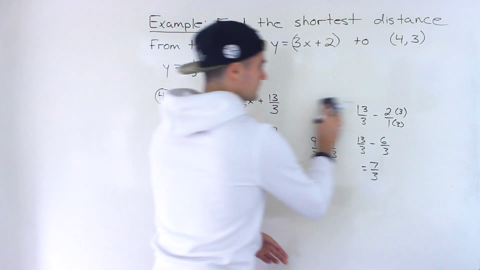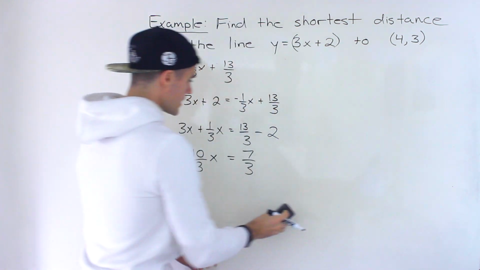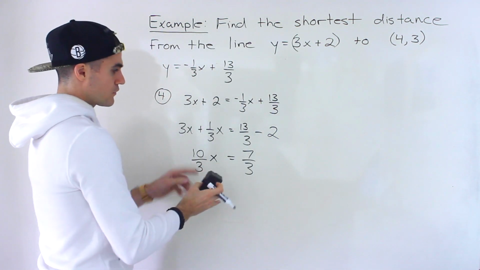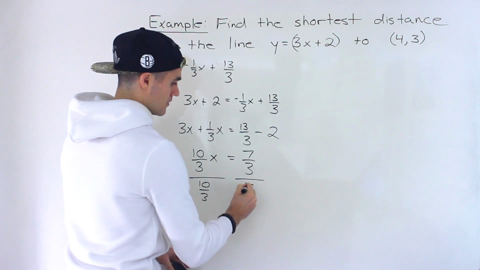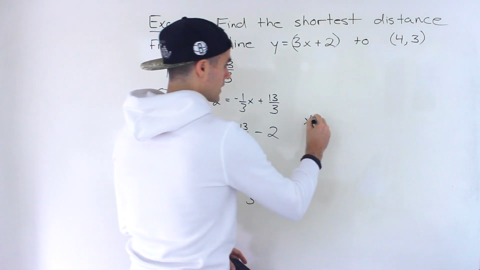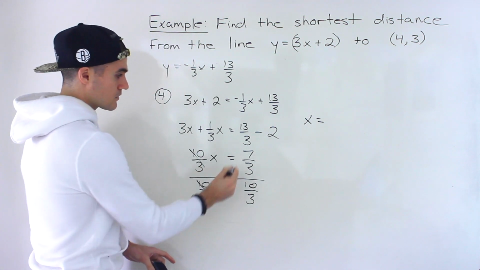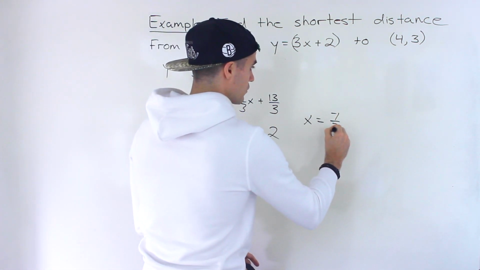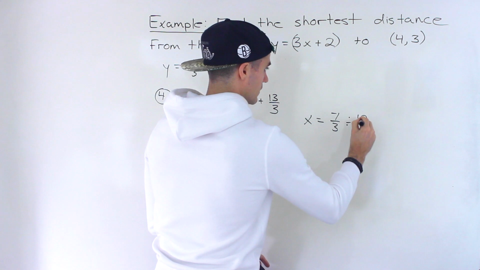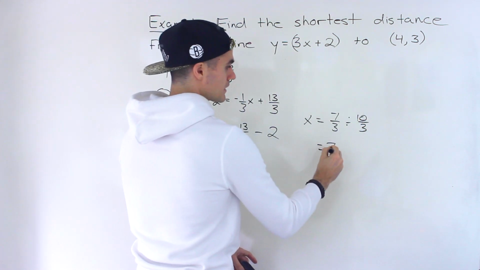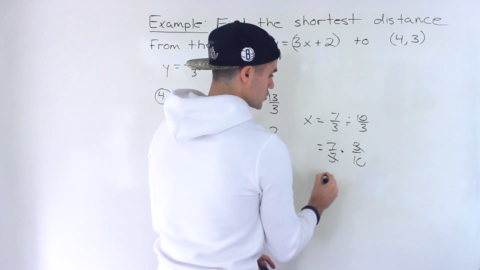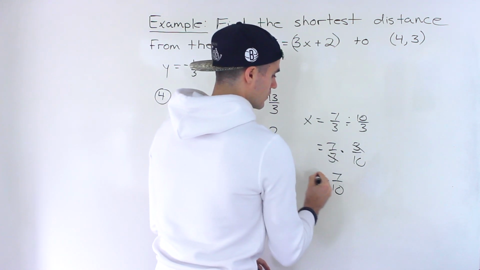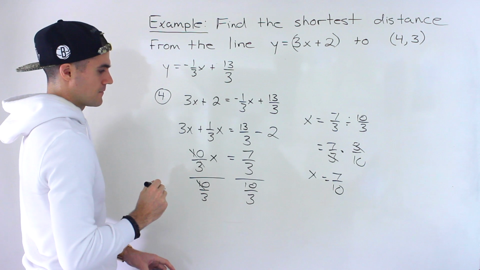Now from this point, there are multiple ways to solve for this x value. We could just divide both sides by 10 over 3. Right? So x would end up equaling, these would cancel out, 7 over 3 divided by 10 over 3, which would be like 7 over 3 multiplied by 3 over 10, which would give us 7 over 10, like that.